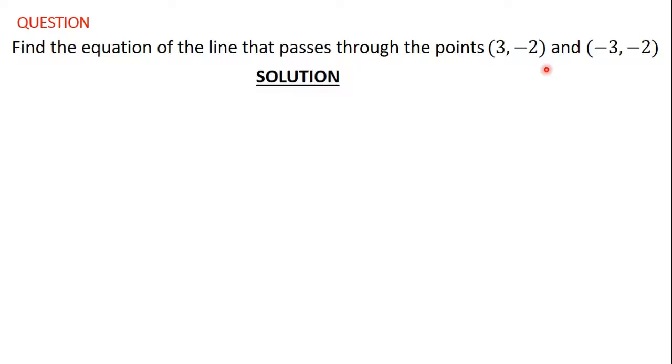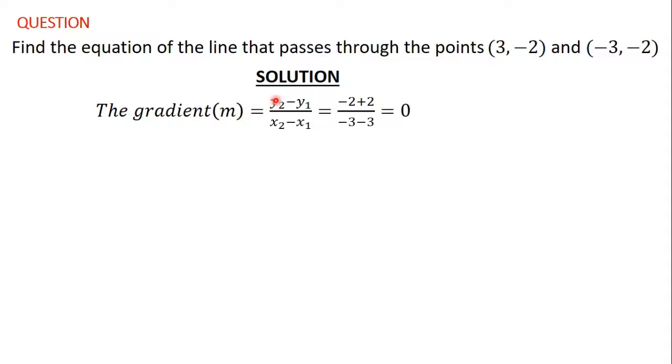We have already learned how to find the gradient of a straight line. We will use the formula y2 minus y1 divided by x2 minus x1. So here y2 will be negative 2, y1 will be negative 2, x2 will be negative 3, and x1 will be 3. So we substitute these values into the formula. We are going to have y2, which is negative 2, minus y1, which is negative 2. So you have negative 2 minus minus 2, and that will give us negative 2 plus 2.